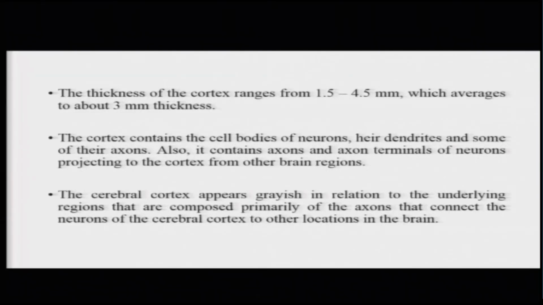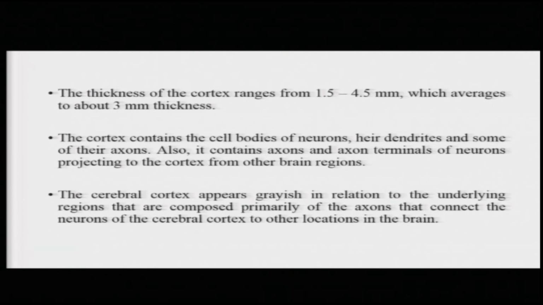Now, the thickness of this tissue, the thickness of the cortex, ranges from between 1.5 to 4.5 millimeters, and it averages about 3 millimeters. This cortex is basically composed of cell bodies of neurons, their dendrites and some of their axons. Also, it contains axons and axon terminals of neurons which are projecting to the cortex from different regions of the brain.